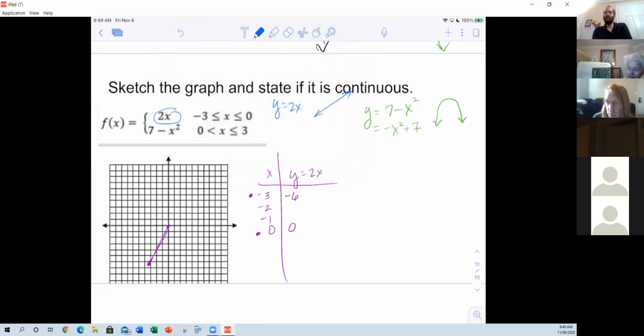The second piece is between 0 and 3. And what kind of dots? Well, the first one would be an open dot. Yep. The second one would be closed. So 7 minus 0 squared is 7. 7 minus 1 squared is 6. 7 minus 2 squared is 3. 7 minus 3 squared is negative 2.